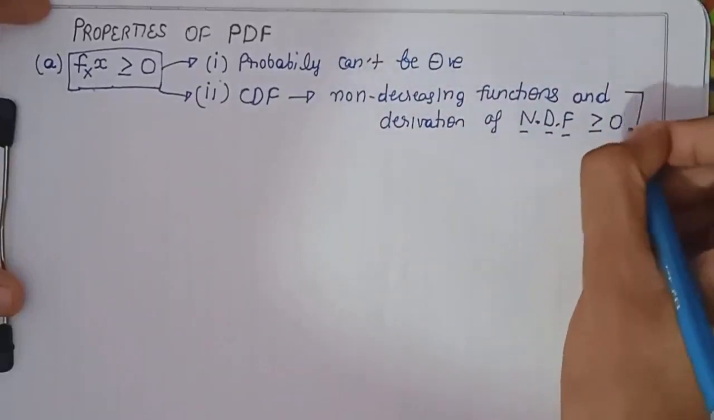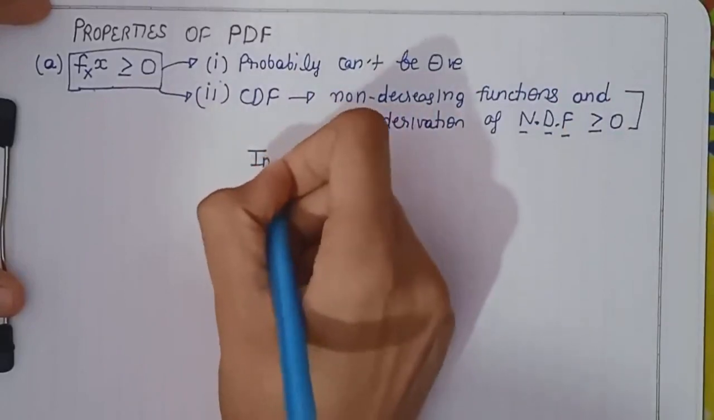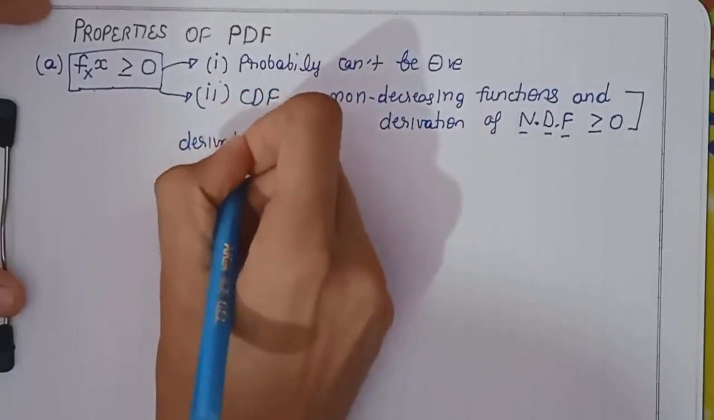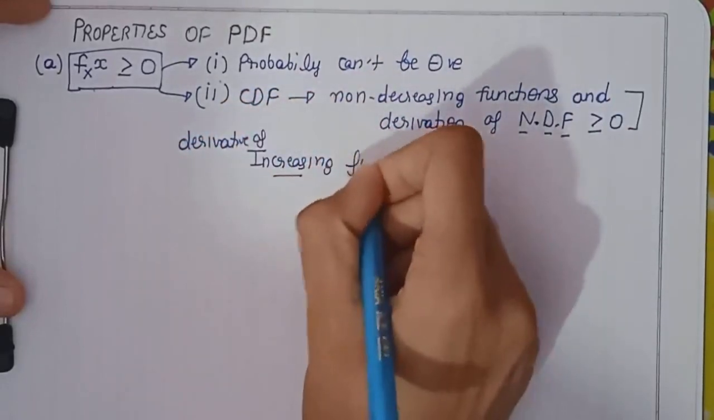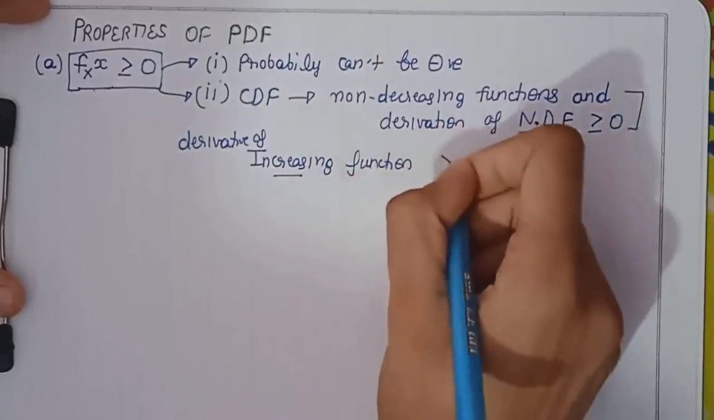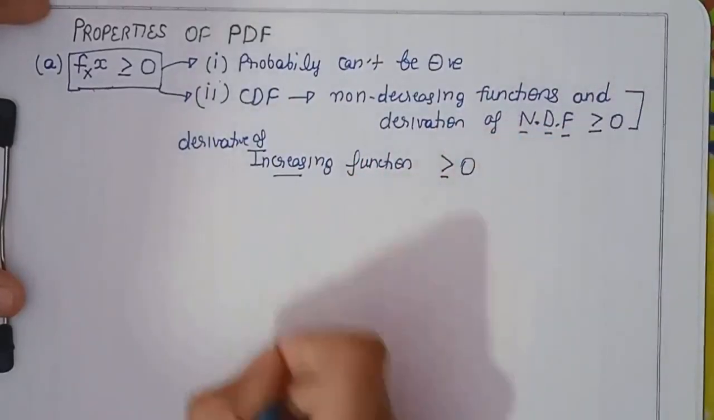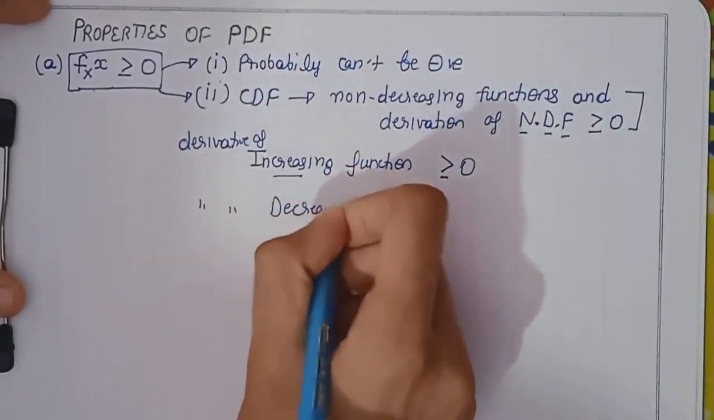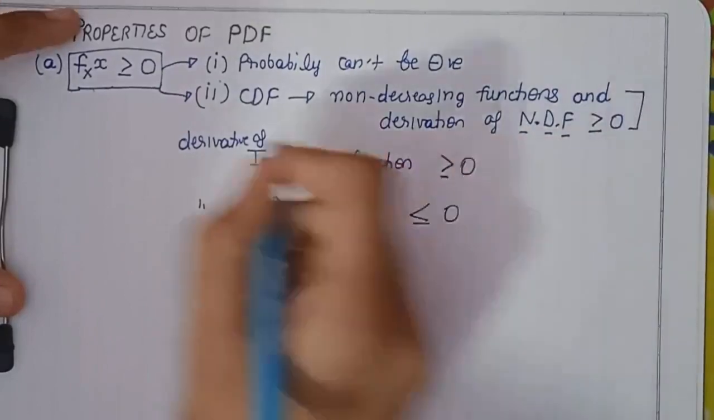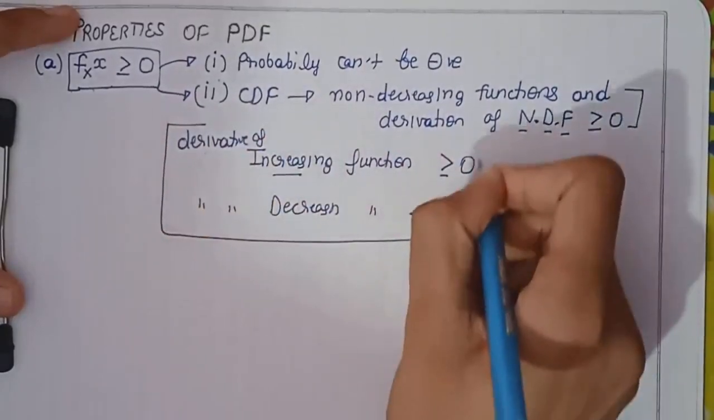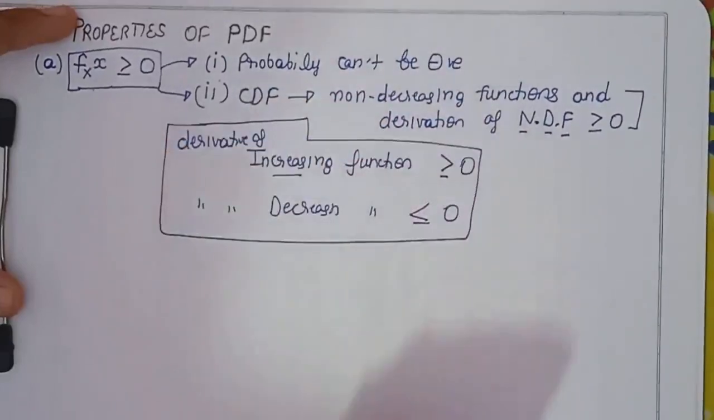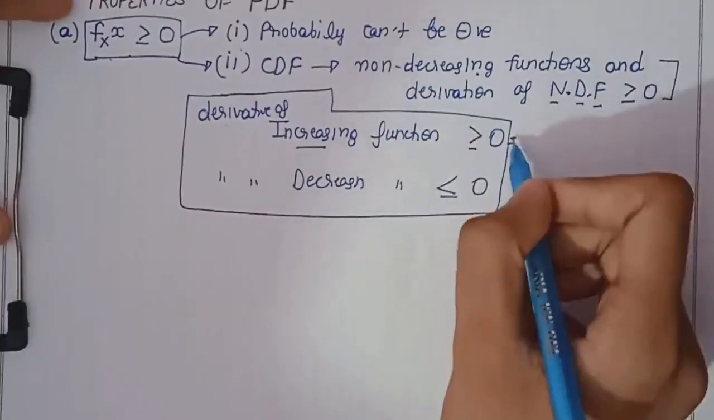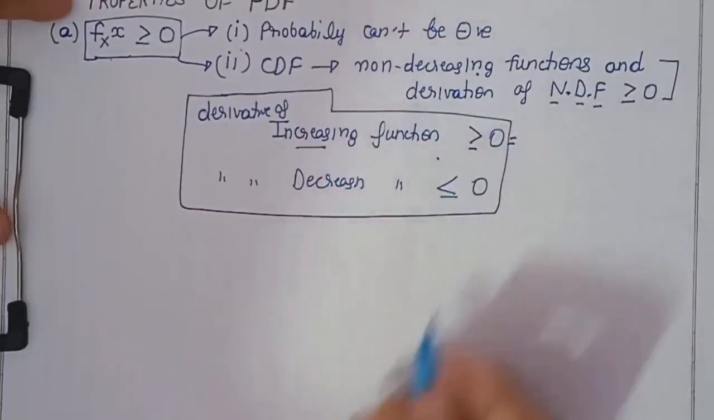Now to understand this, you must know the fact that the derivative of increasing functions is greater than or equal to 0, and the derivative of a decreasing function is less than or equal to 0. So this can be understood with this fact, or with this property of the derivative of an increasing function.